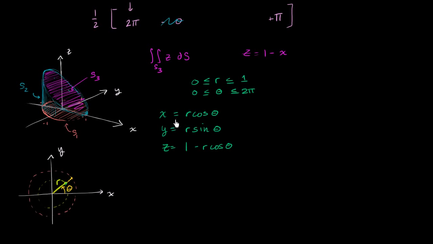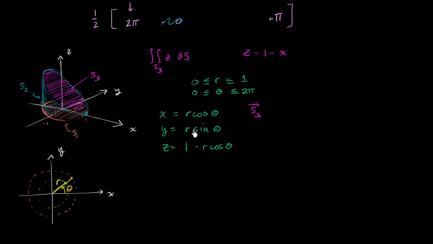Instead of calling that position vector function r, since we've already used r for radius, I'll call it, I don't know, let's just pick a random letter here. Let's call it p for position vector function. Actually, no, I'll just call it surface 3. Surface 3, I'll do it in that same purple color too, just so we know we're talking about this.